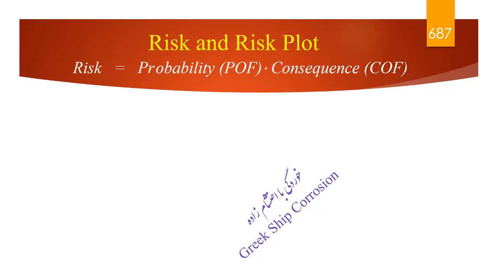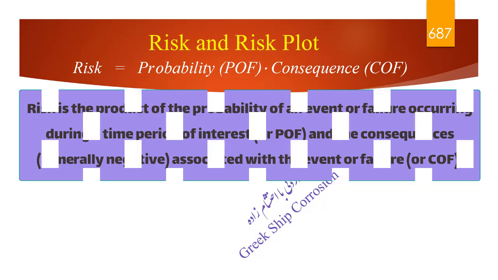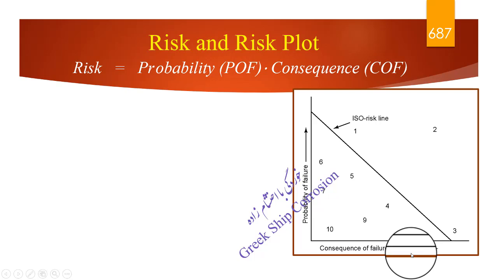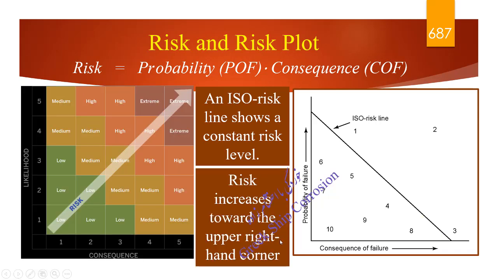Risk and risk plot. Risk is the product of the probability of an event occurring during a period of interest, or POF, and the consequences, generally negative, associated with the event, or COF. POF is the vertical axis, and COF is the horizontal axis. An ISO risk line shows a constant risk level. Risk increases toward the upper right-hand corner.